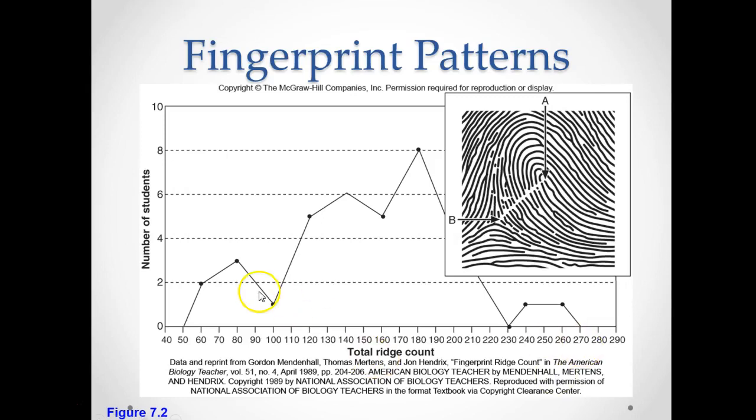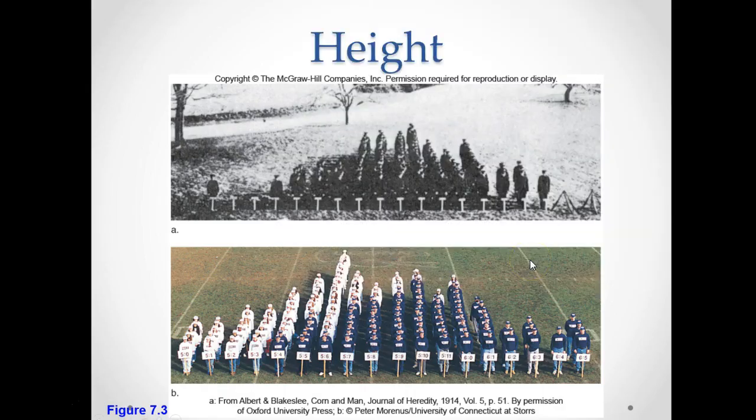So again, this is a study that basically a professor did on his classroom, and he looked at the number of students he had, and he looked at total ridge counts, so the number of little lines that we see here. And once again, you can kind of see that continuous variation, right? He had a few students who were sort of on the lower end. The majority of students were here in the middle, and a couple of students had a high pattern. So once again, continuous variation that we see in these traits.